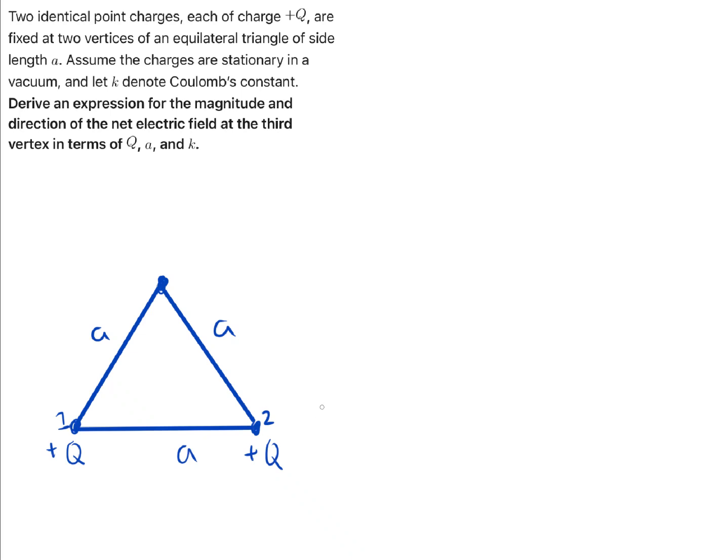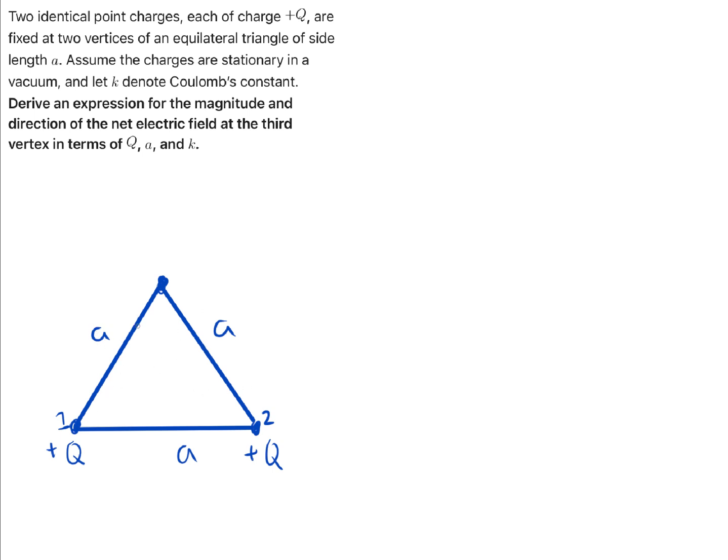Two identical point charges, each of charge plus q, are fixed at two vertices of an equilateral triangle of side length a. Assume the charges are stationary in a vacuum and let k denote Coulomb's constant. Derive an expression for the magnitude and direction of the net electric field at the third vertex in terms of q, a, and k. So here I've drawn sort of what the setup should look like.